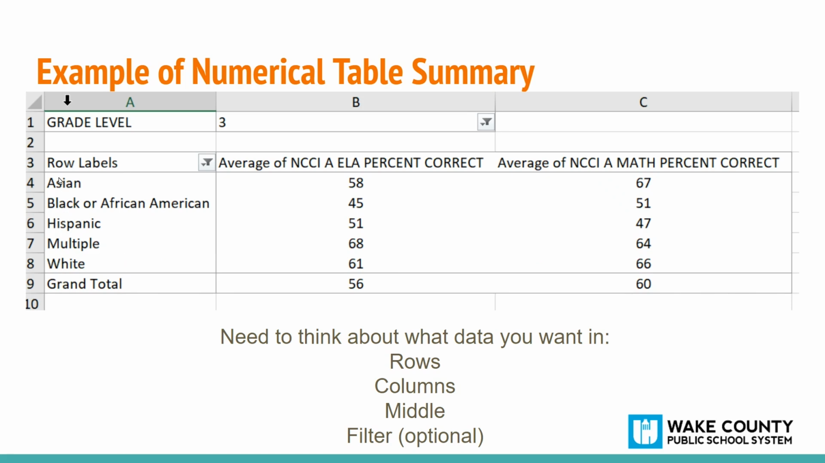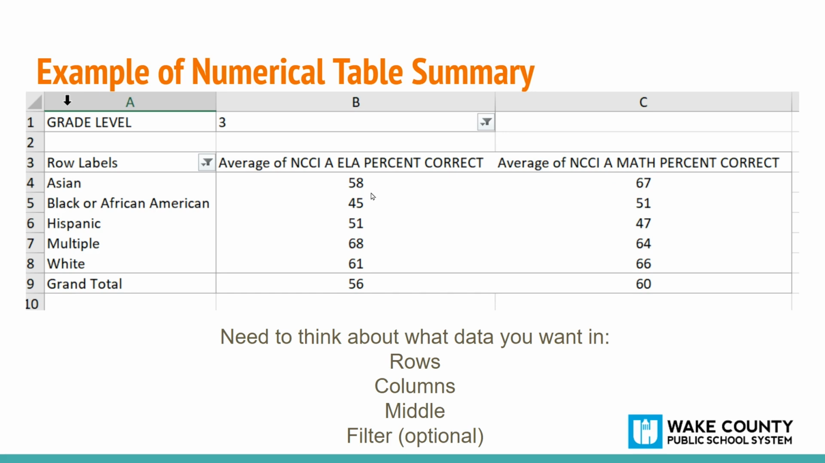So you'll have to consider what you want in the rows. So this is a row, so this row applies to the Asian students in your school. This row is the Black African American students in your school, Hispanic students, etc. So the first thing you need to think about is, what do you want your row categories to be? Once you figure that out, you want to think about what your column categories need to be. In this case, I pulled NC Check-in A for the ELA and NC Check-in A for your math. So these are values that we are going to average in today's demonstration.